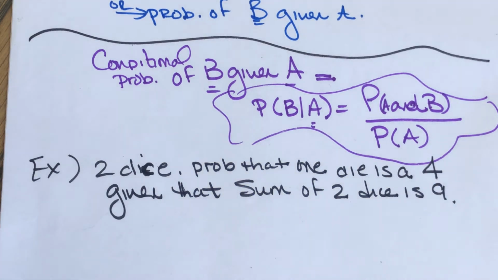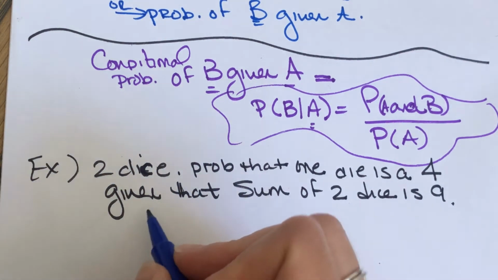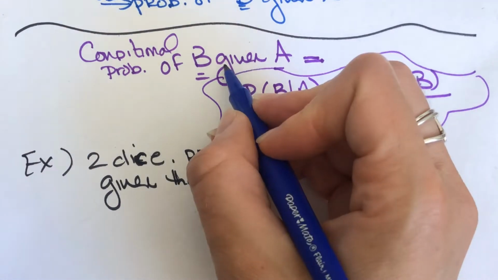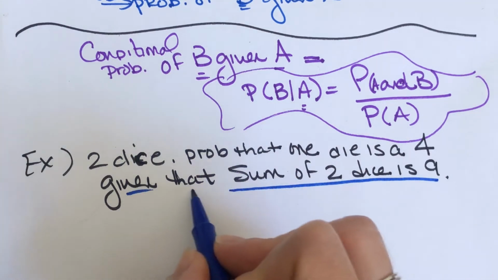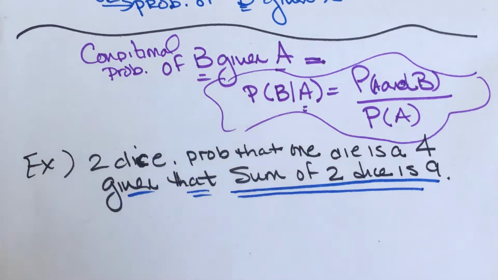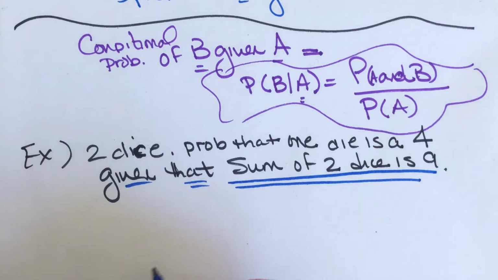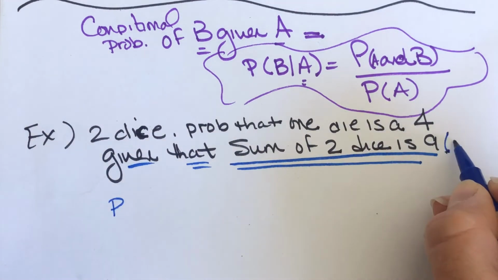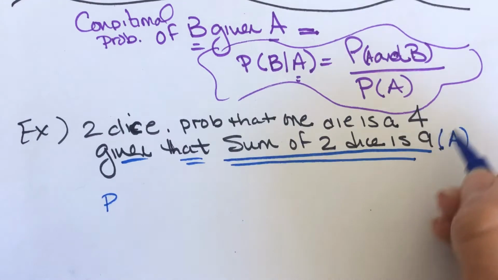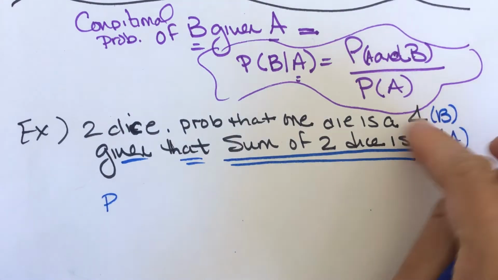Whatever is following the given, that's the sample space, or the amount of outcomes, and that's gonna go in the denominator. So what do we mean by that? Let's make this event A, and this is event B, B given A.